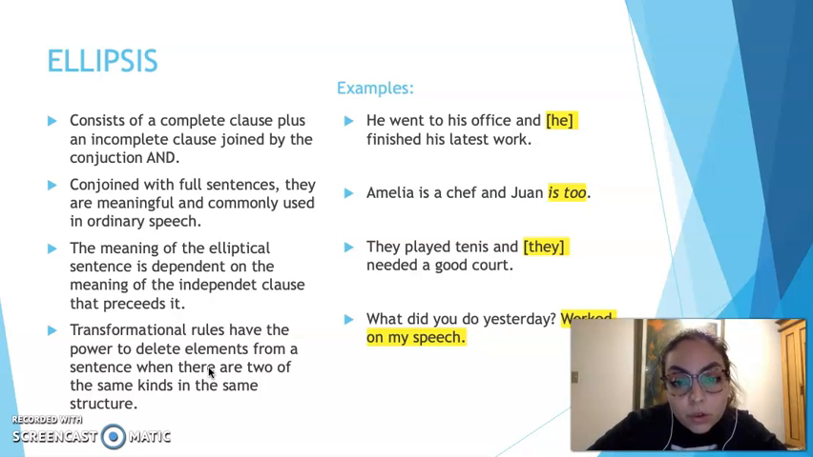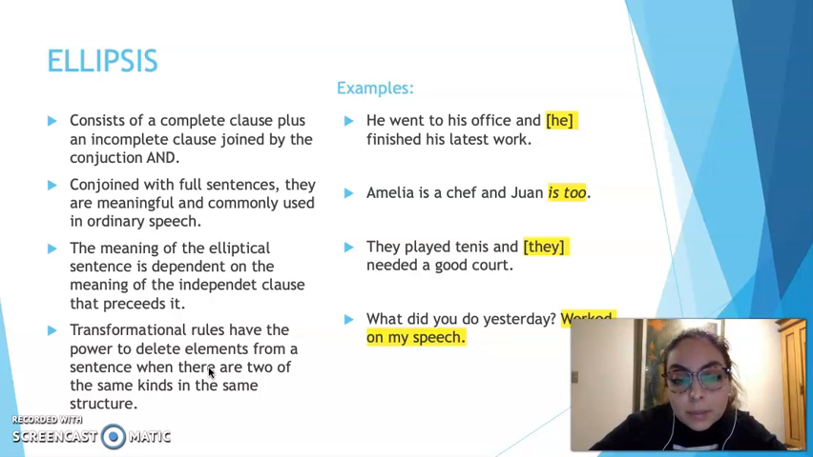Conjoined with full sentences, they are meaningful and commonly used in ordinary speech. Amelia is a chef and Juan is too. So we are having a different way of saying things. We are not repeating, and we are having a more fluent conversation in this case.